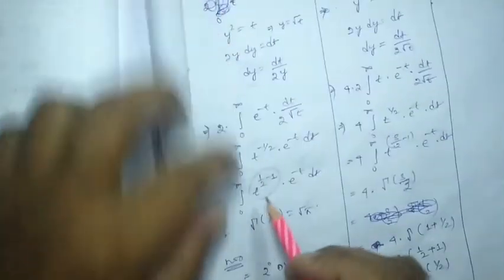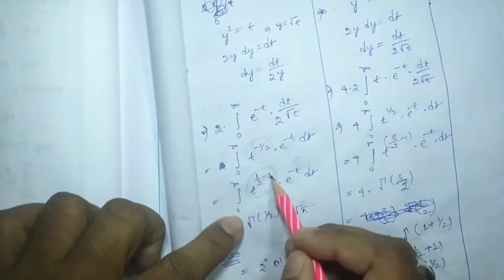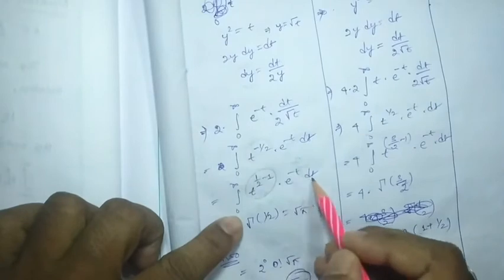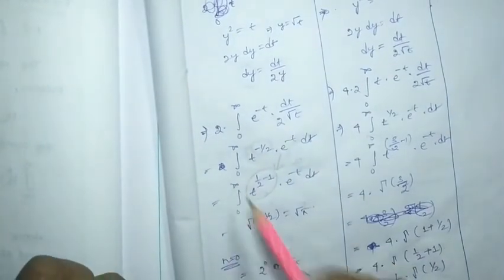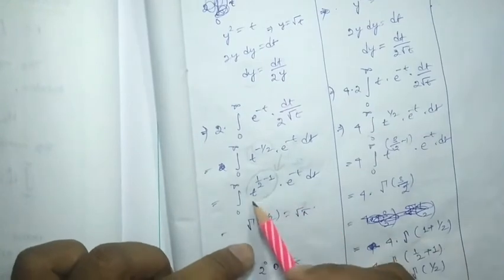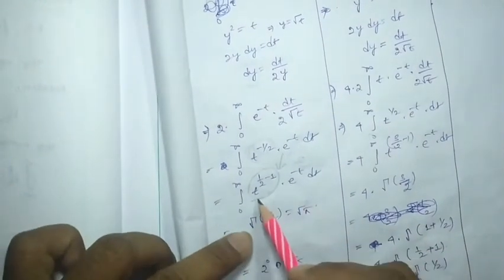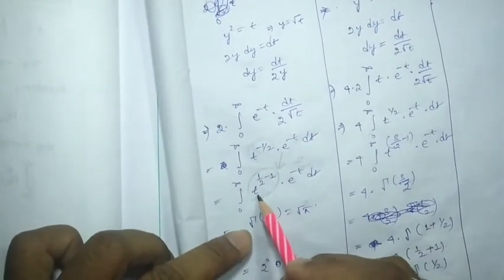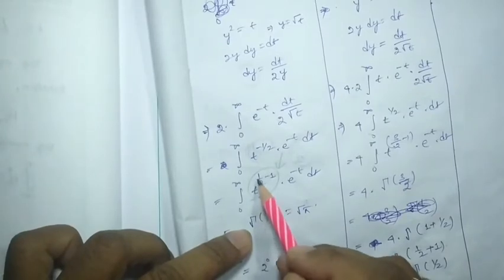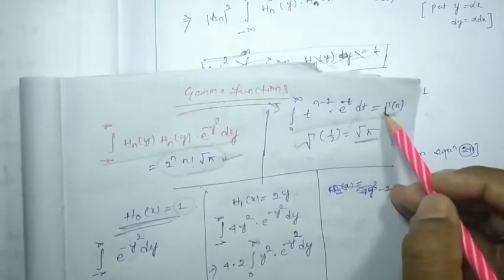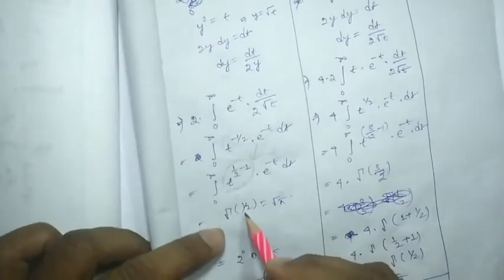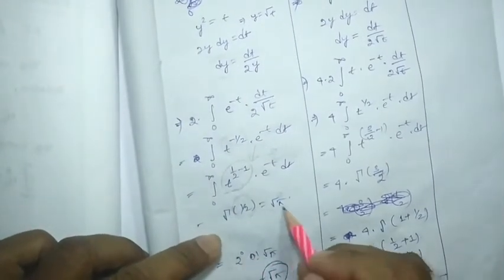So here we have t to the power n minus 1 into e to the power minus t dt. This is transformed to the gamma function, from 0 to infinity also. So the value is gamma n. That is, t to the power n minus 1 into e to the power minus t is gamma n. So here gamma half is equal to root pi.